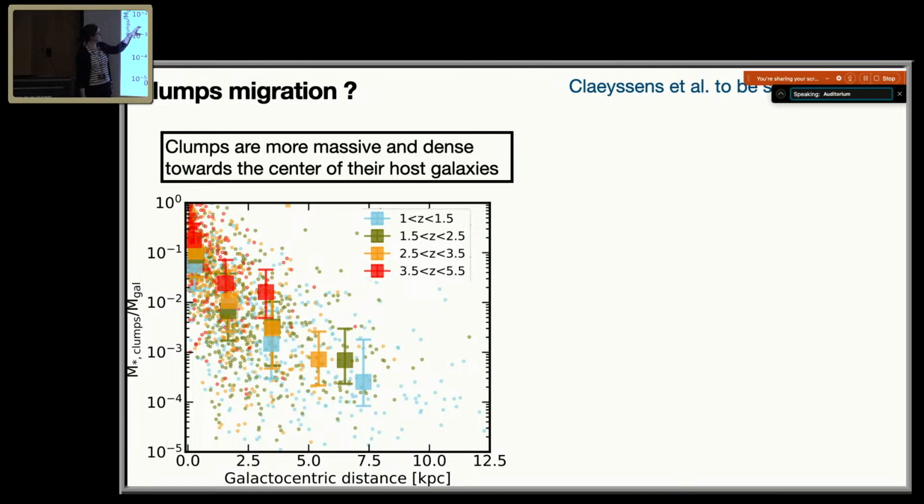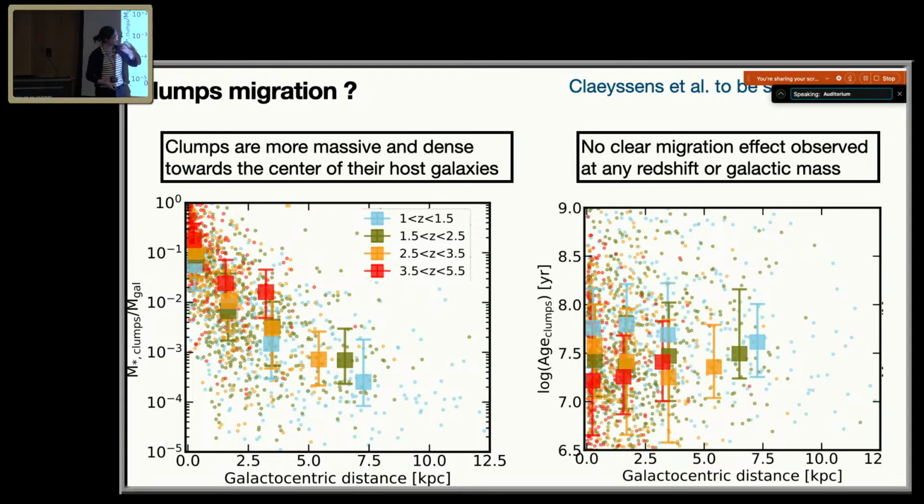For the more evolved galaxies, like the first 2 redshift bins, we have some bulges, also proto-bulges, so of course they are very, very massive in the center of the galaxy. So we can say that maybe the clumps can migrate, and during the migration they can grow in mass or merge together, or also maybe in the center of the galaxy, if clumps form there, they are formed with a higher mass from the beginning.